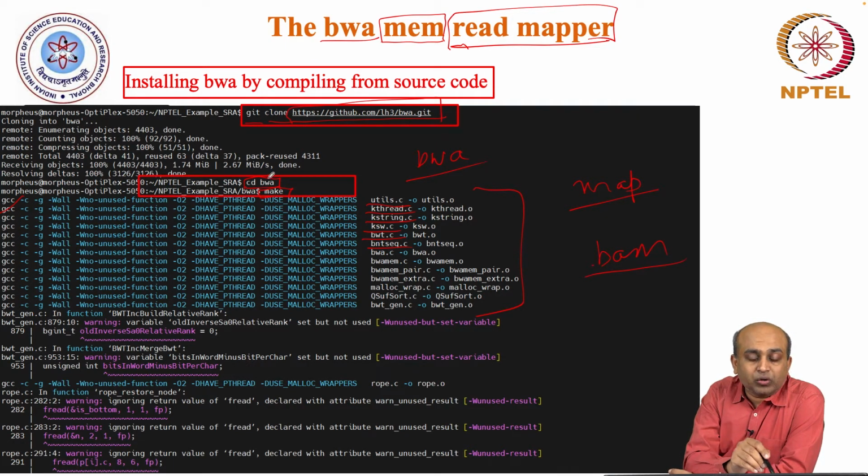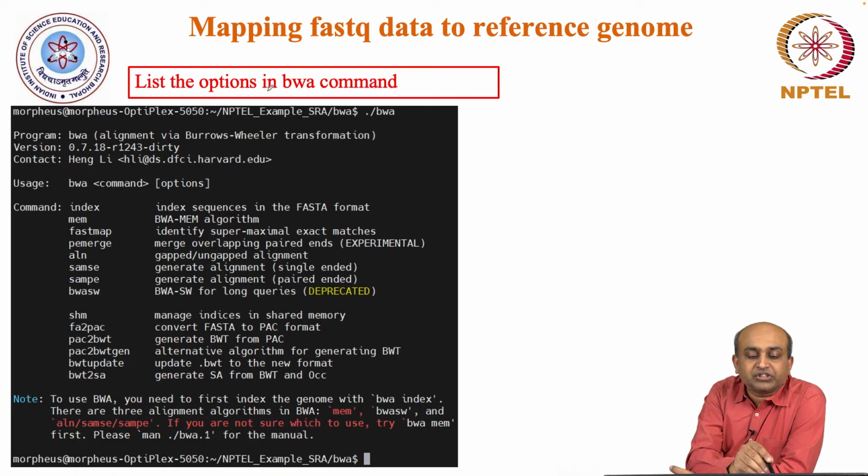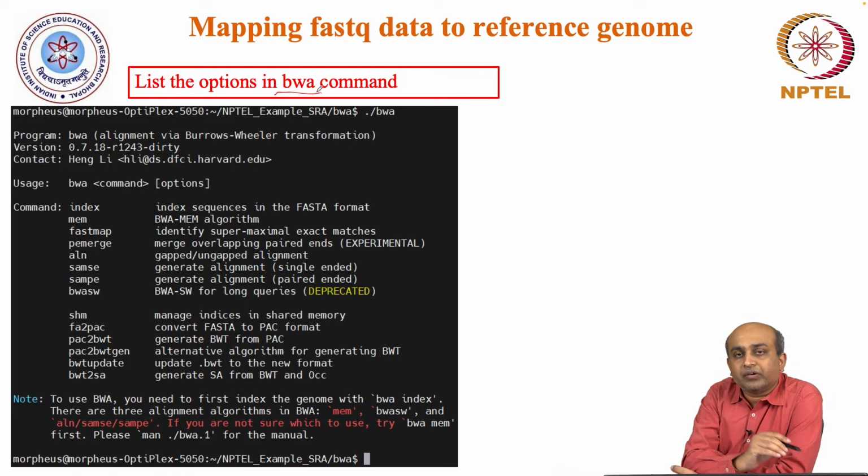Once you download it, in most cases you'll have to go into that folder or one of the subfolders. You may have to go into some folder called BWA or SRC in some cases, or in some cases you may have to compile within the BWA folder, and then it will compile. Once you have compiled and have your binary, you can just list the options that are there in your BWA command. We talked about this in one of the earlier lectures.